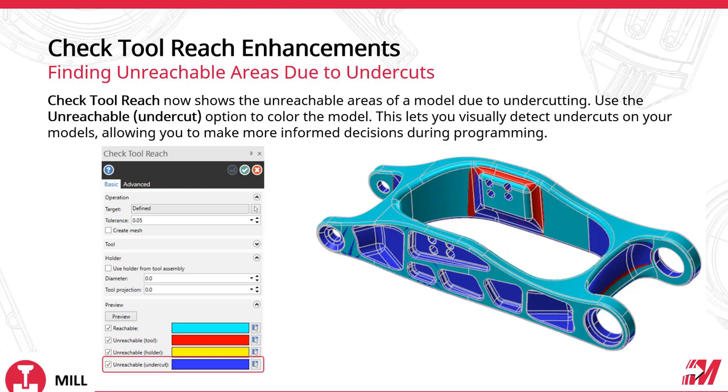On the same part, we'll also look at check tool reach enhancements, finding unreachable areas due to undercuts. So we're trying to streamline the programming process by, before you get programming and get the operation done, that you know that tool is going to fit in there. So we'll take a look at check tool reach, and we'll see how it pertains to our current job and how it can help us going forward determine what tool will work on the part and what tool will not, so we don't waste time programming.